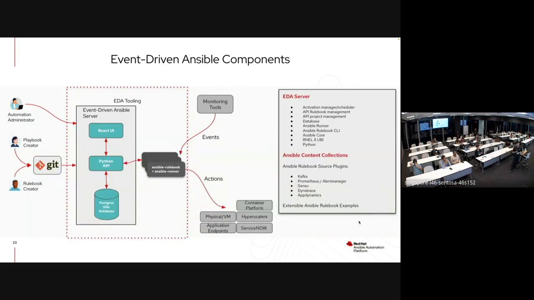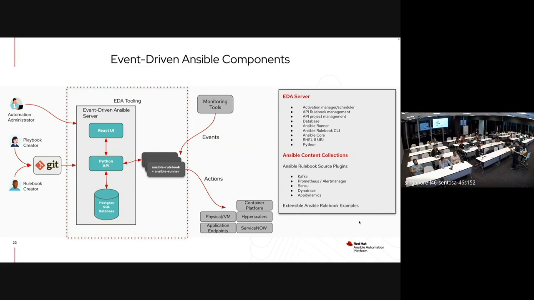So if you look at the different components here, what do we have? We have the playbook creator, writing the required playbooks and putting them into a Git repository for source control. Then we can have someone who is just doing rulebook creation. Of course, this can be the same person, but they can also work independently and still get it to work together because we're just calling the playbooks. And whatever is running in the playbooks doesn't need to be something that the rulebook creator knows.